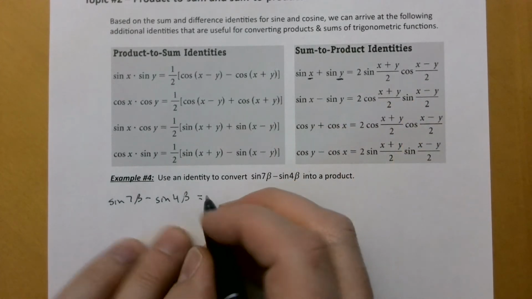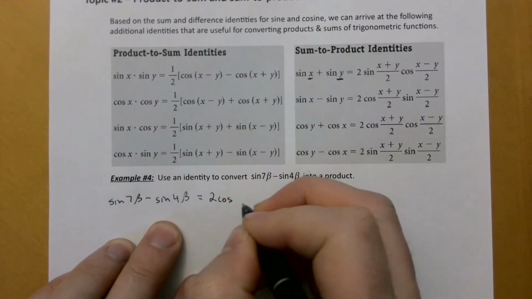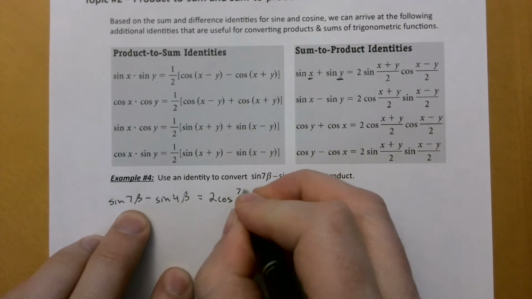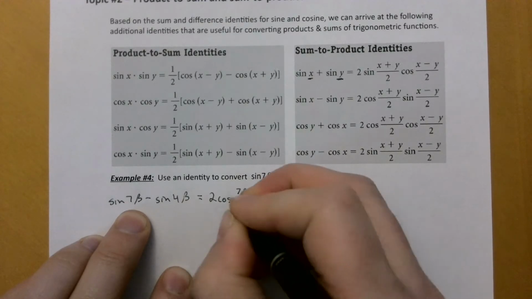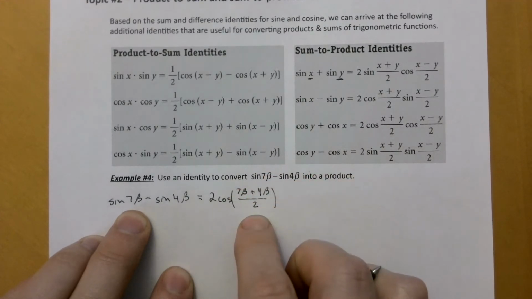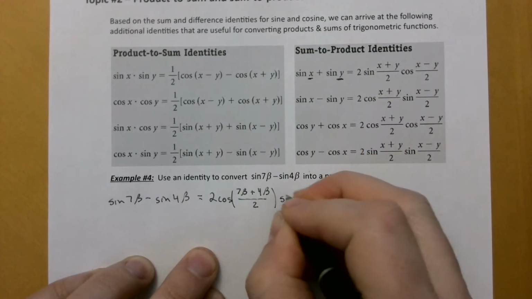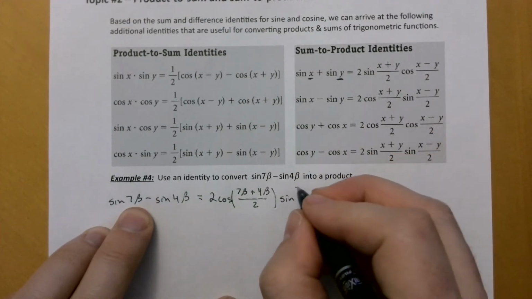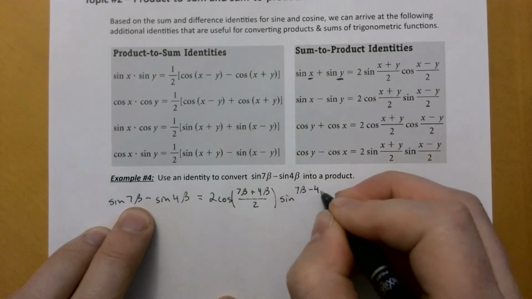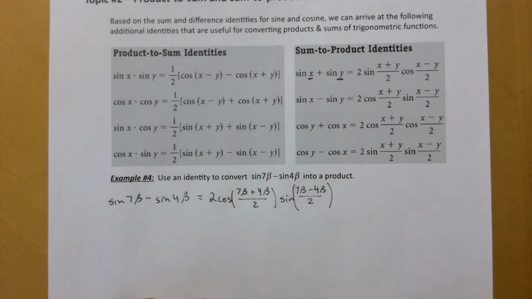All right, so we're just going to rewrite this as 2 times cosine of (7 beta plus 4 beta), all of that divided by 2, evaluating cosine of that. That's just directly applying this, times sine of the difference of these two, (7 beta minus 4 beta) divided by 2. I'm taking sine of all that.